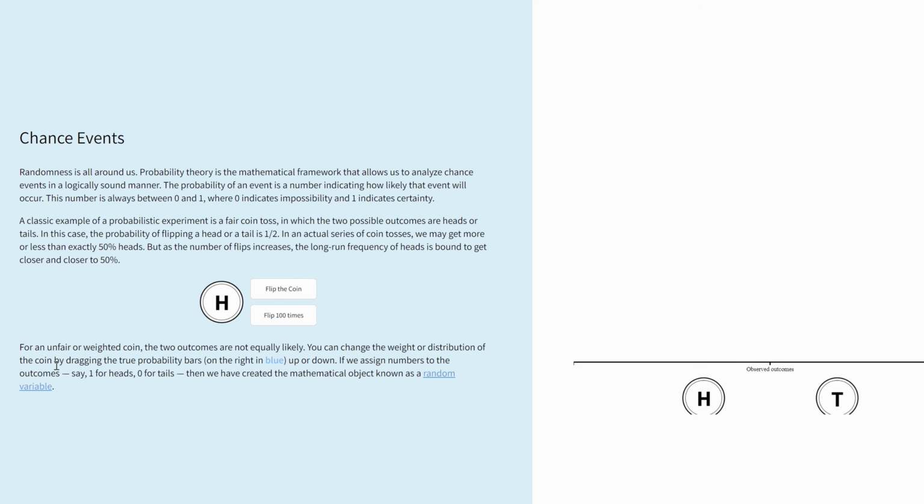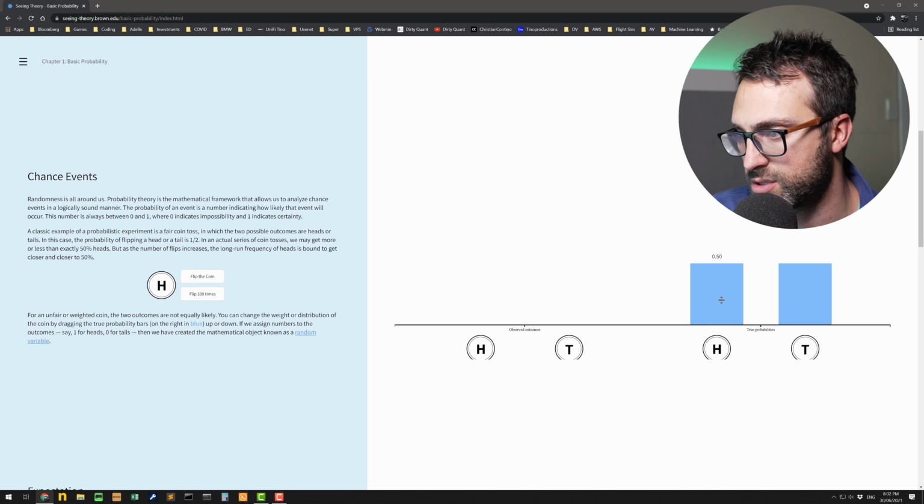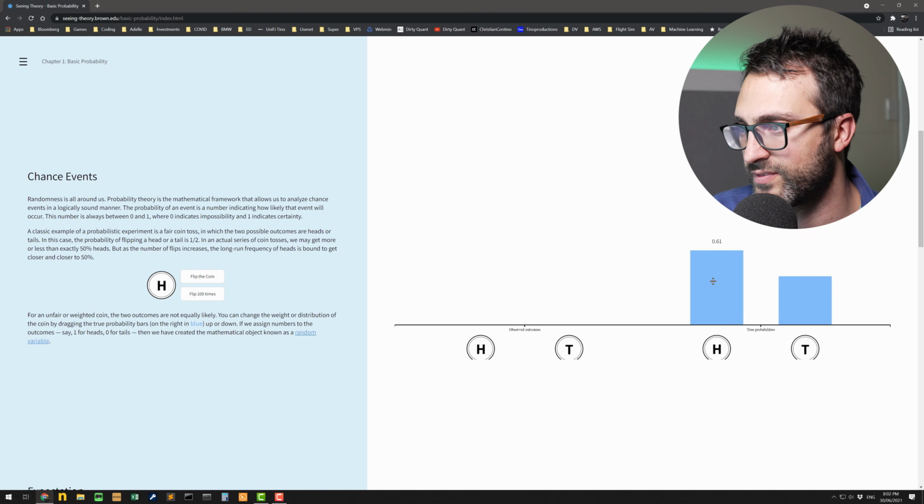So we've got H here. I'm guessing that's heads. For an unfair or weighted coin, the 2 outcomes are not equally likely. You can change the weight distribution of the coin by dragging the true probability bars. Okay, so we've got these at 50-50. Can I drag? Very, very nice. Let's make them 50.